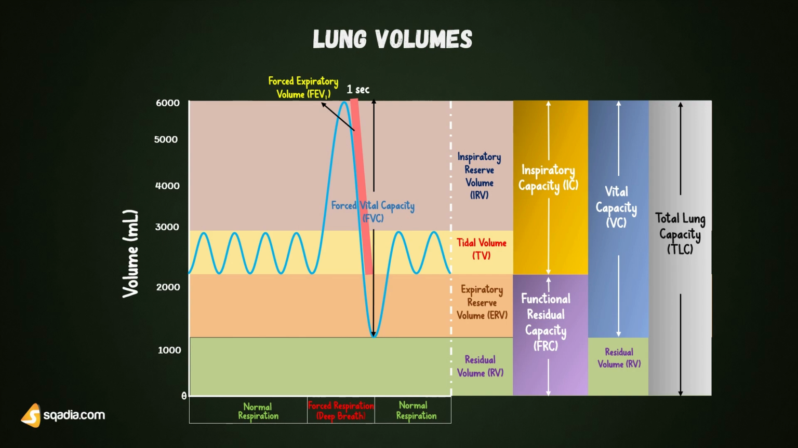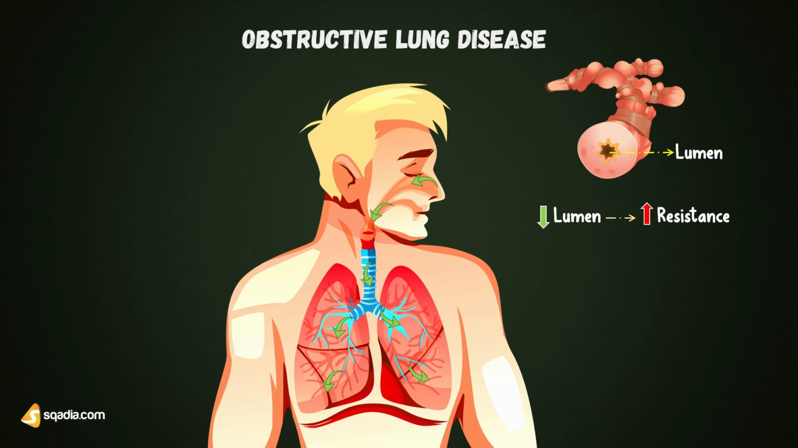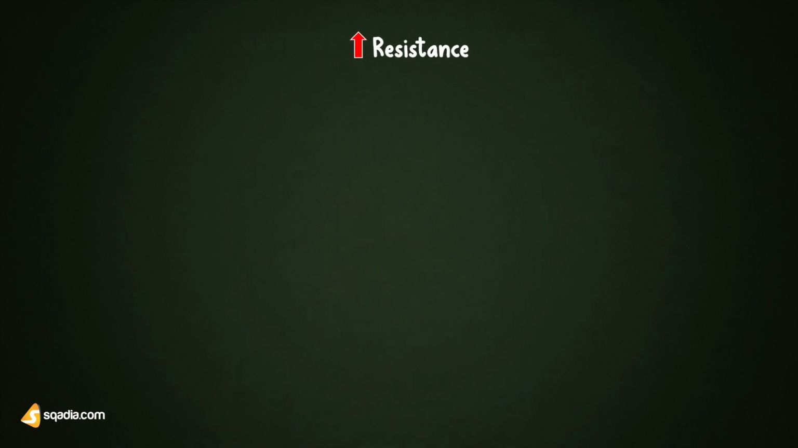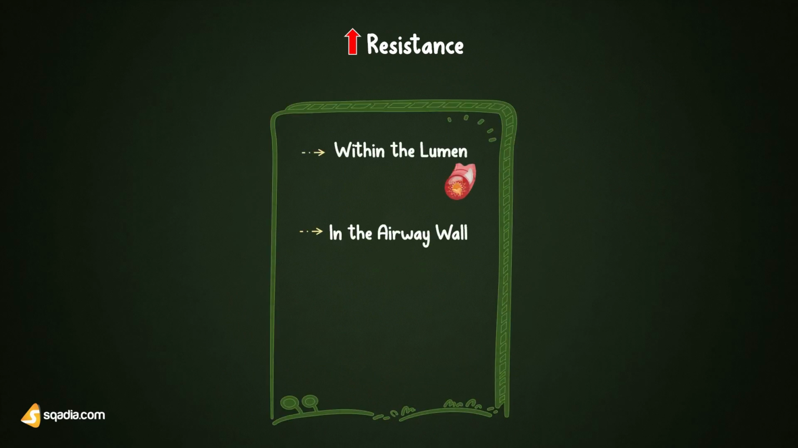Now, let's get back to obstructive lung disease. In order to reach the alveoli, air must pass through the respiratory tract, or airways, which present a resistance to the flow. This resistance is determined by the lumen in the tract. The narrower the lumen is, the greater the resistance to airflow. This increased resistance can be caused by processes that occur within the lumen, in the airway wall, or in the supporting structures surrounding the airway.